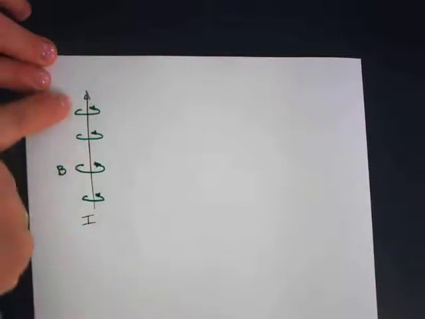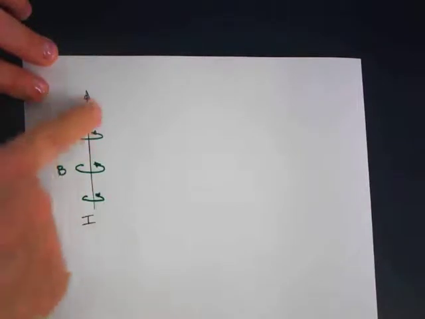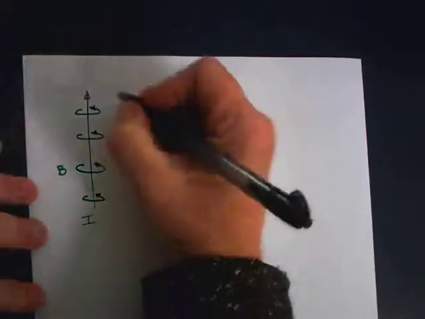On this side of the wire, which way does the tangent to the magnetic field point? Up, down, left, right, in, or out? Out, correct. On this side, which way? In. Very good.